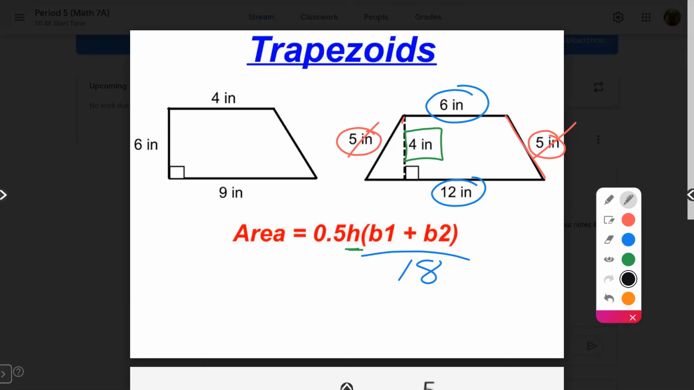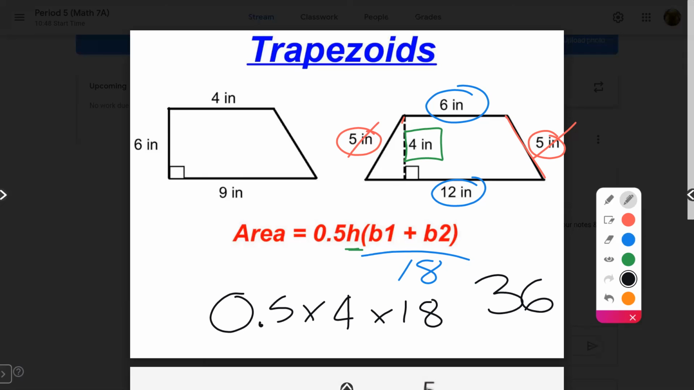So when I apply my math formula, I take half of 4, which we all know is 2, and then I multiply that by 18, and 2 times 18 is going to give me 36. And again, this is inches squared or units squared, which comes out to be my area of the trapezoid. And that, ladies and gentlemen, is how you find the area of each and every single trapezoid. I hope you found this both helpful and informative.